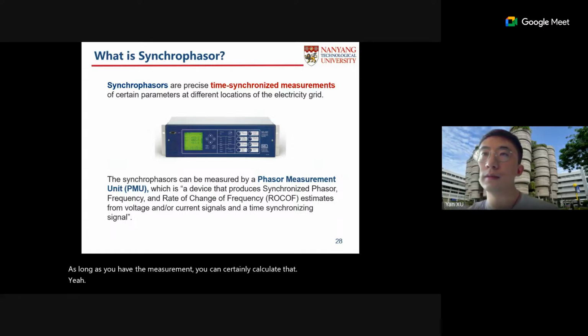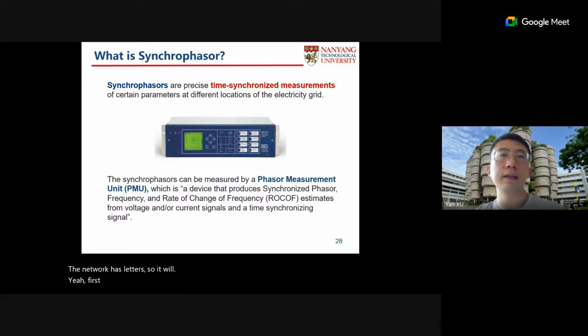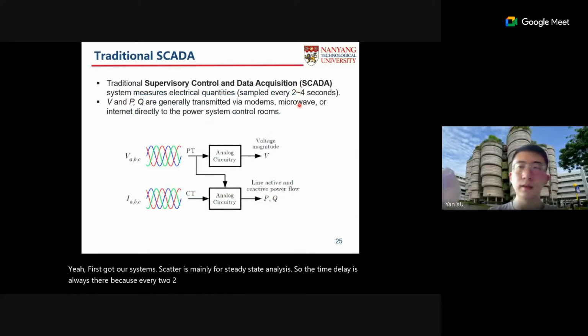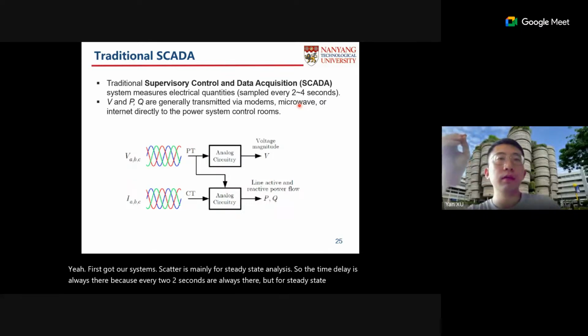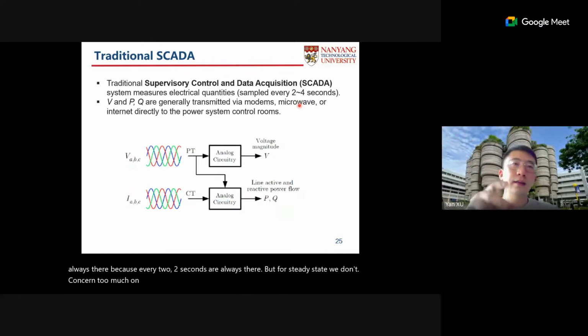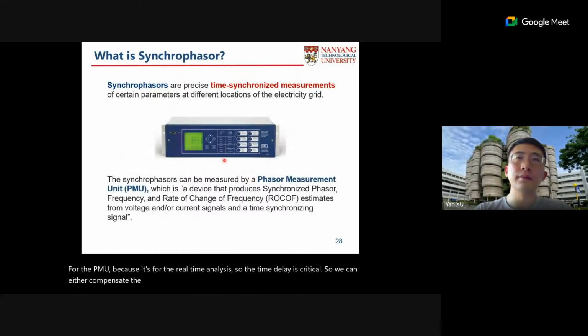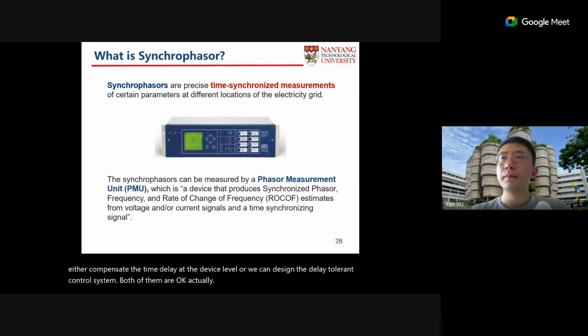The network has latency, so it may be. Yeah, for SCADA system, SCADA is mainly for steady state analysis. So the time delay is always there because every 2 seconds are always there. But for steady state, we don't concern too much on such time delay as long as it's within, let's say, seconds level. For the PMU, because it's for the real-time analysis, the time delay is critical. So we can either compensate the time delay at the device level, or we can design the delay tolerant control system. Both of them can be applied.